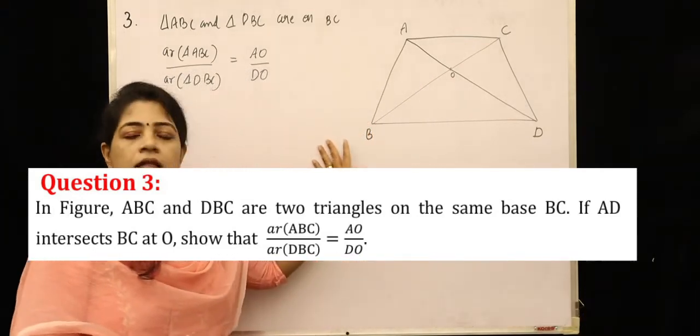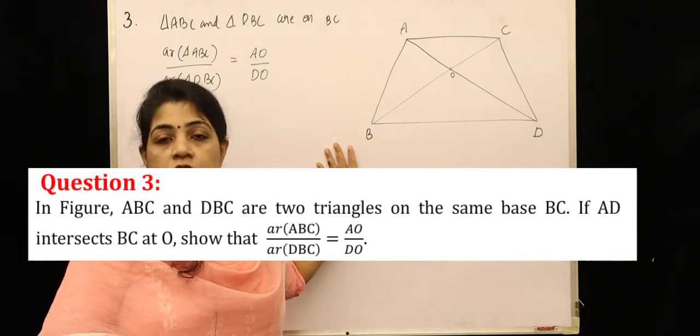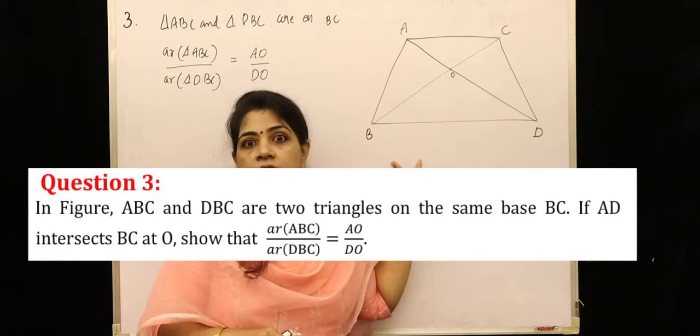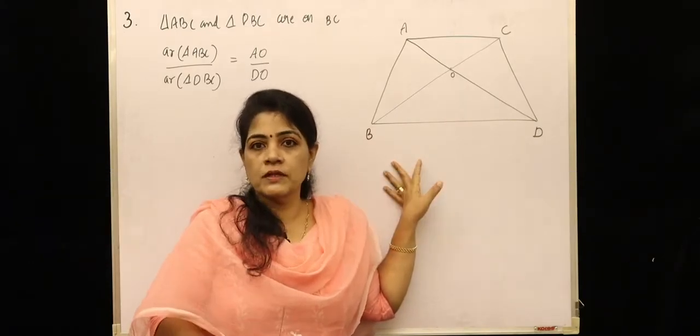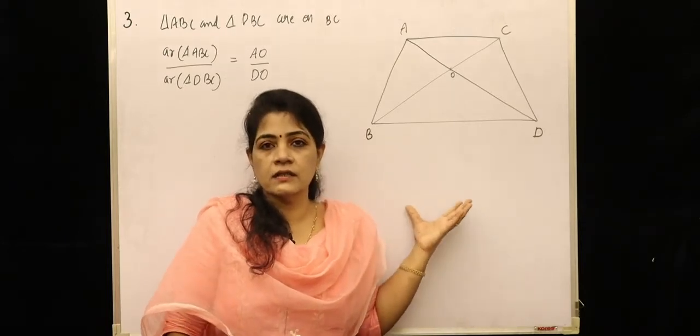See, here in this question, it is very important: it is not given that this quadrilateral ABCD is a trapezium. Okay, ABCD is not given as a trapezium. Nothing is said about this. What type of quadrilateral is this?